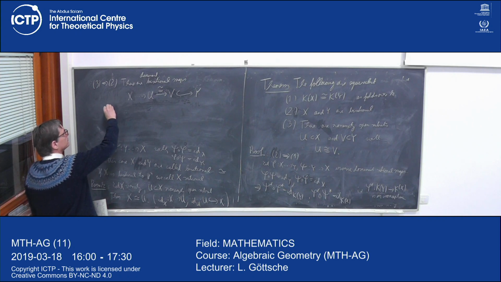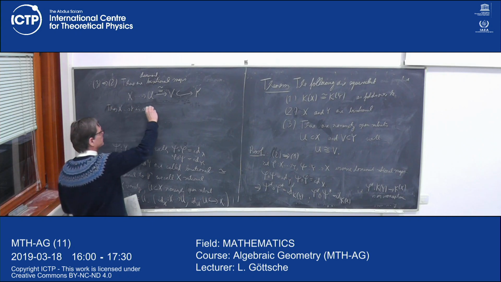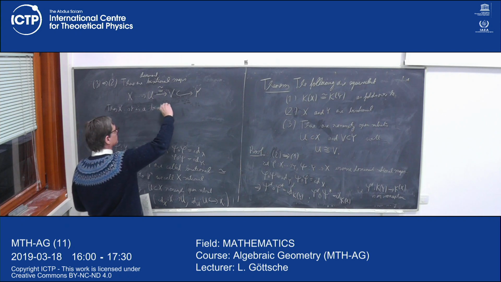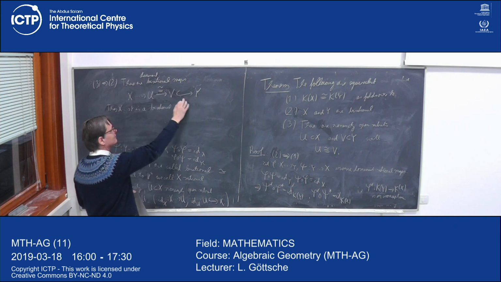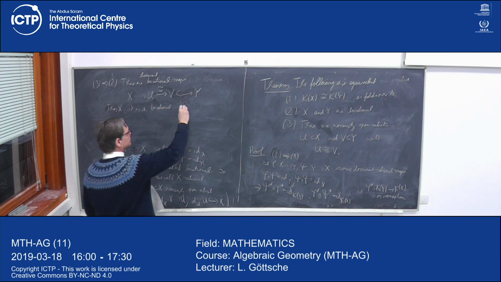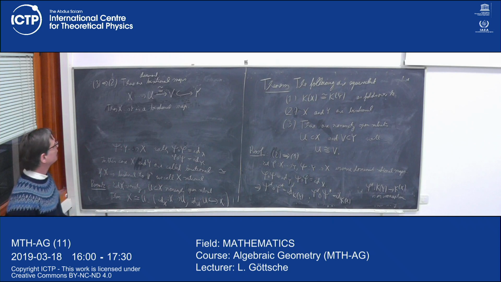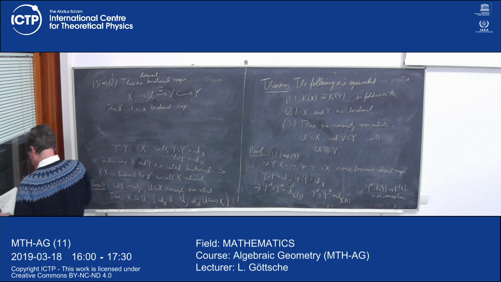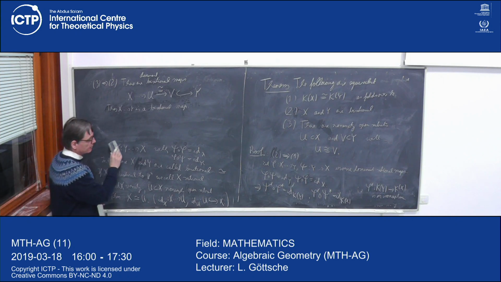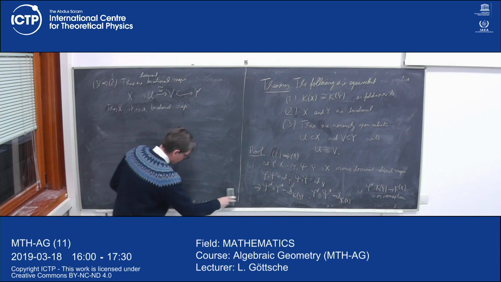So X to Y is a birational map. I mean, obviously I can also tell you what the inverse is. The inverse is just putting it together. Okay. So let me see. Maybe I can try 1 to 2.